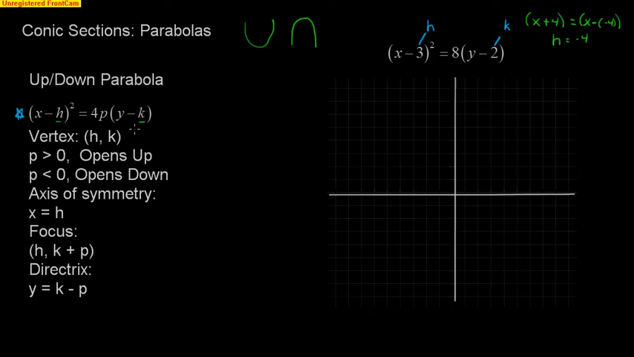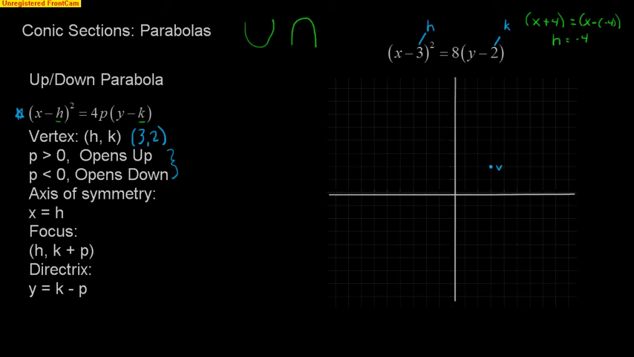So I know that our vertex is at 3, 2. So if I go over to my graph, I go 1, 2, 3, up 2. I know that that point right there is my vertex. Now, how do I know if it opens up or if it opens down? Well, that determines from our p-value.